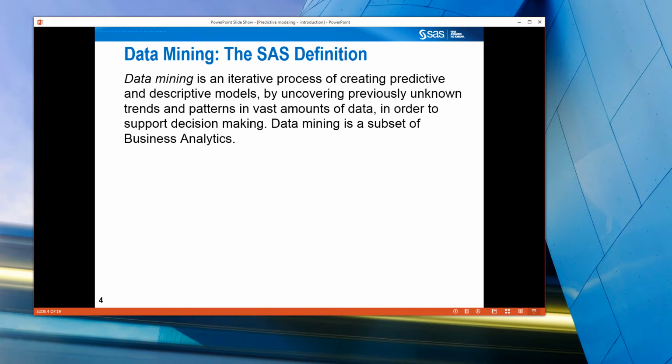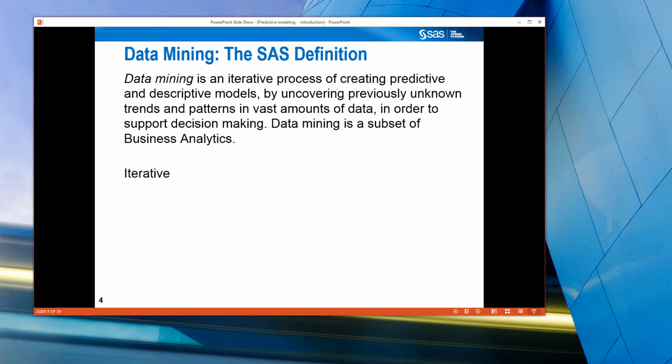Now, data mining is an iterative process of creating predictive and descriptive models. Okay, and you do that by uncovering trends that were not known before, and also discovering patterns in the data. And usually there are large amounts of data. The whole idea is you want to make better decisions in the business, and so that's why you use data mining techniques. It's a subset of business analytics. Business analytics would include things like reporting, dashboards, and so on. And data mining is more about analyzing existing data.